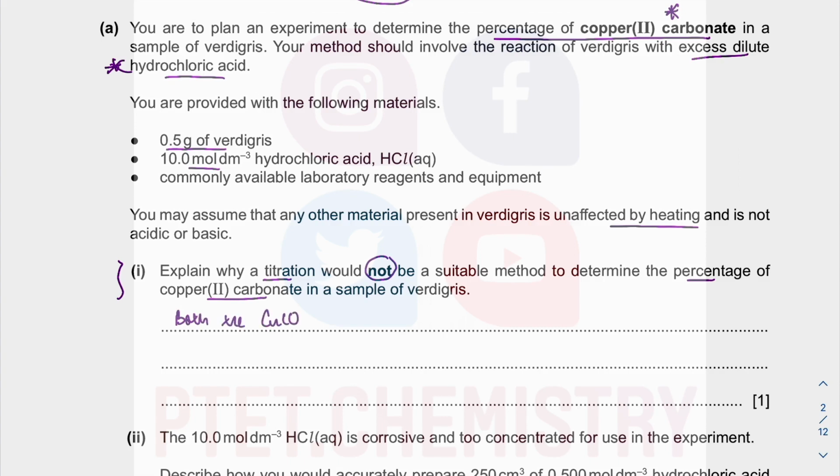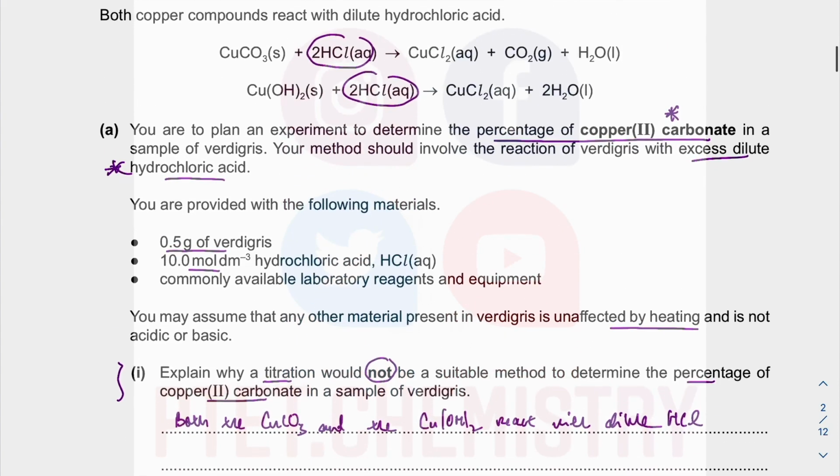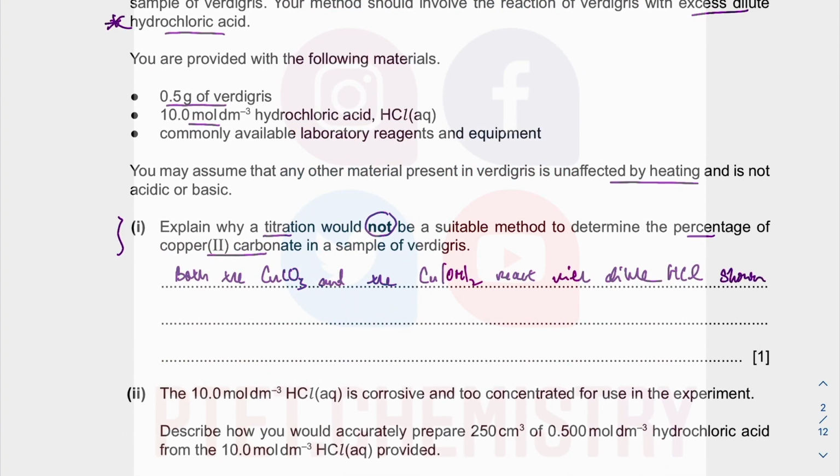Both the copper-2 carbonate and the copper-2 hydroxide react with the dilute HCl, as shown in both the equations above. So you won't be able to tell just the percentage of copper-2 carbonate alone. It is not just the copper-2 carbonate that reacts. Therefore, you can't just determine the percentage of copper-2 carbonate by doing the titration.